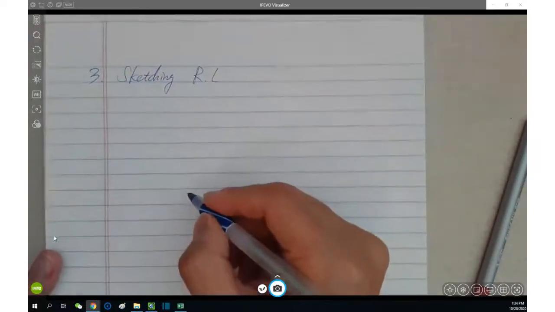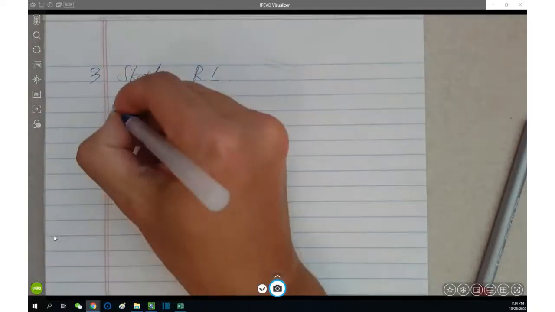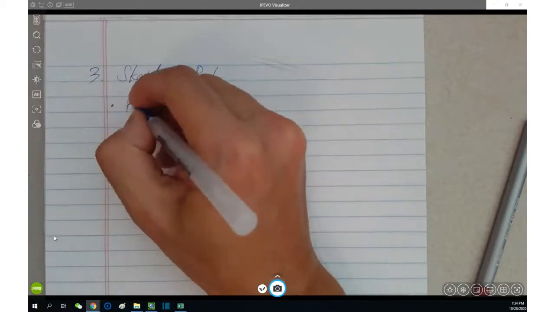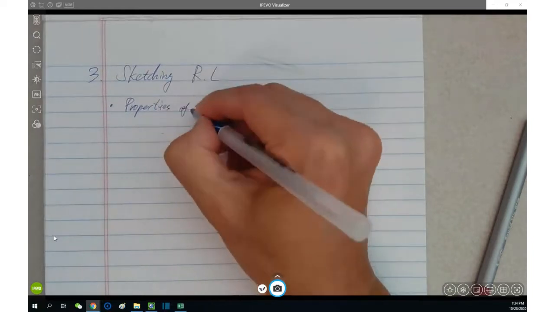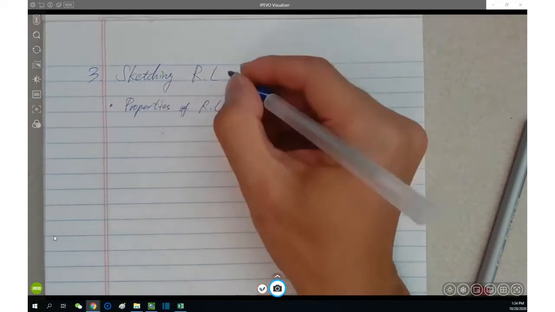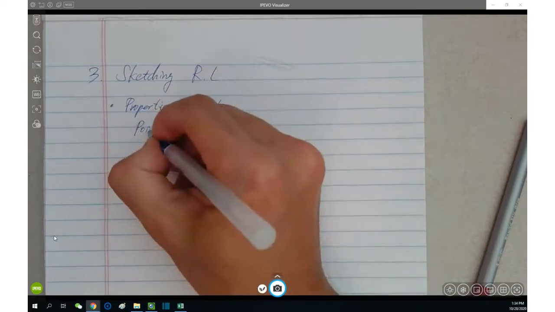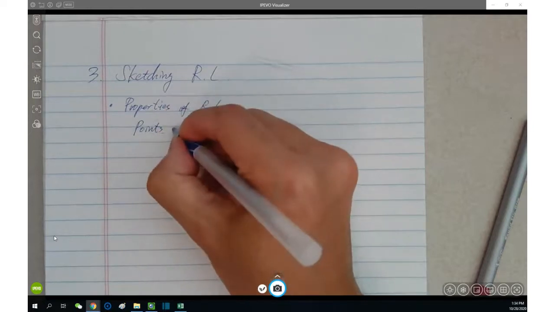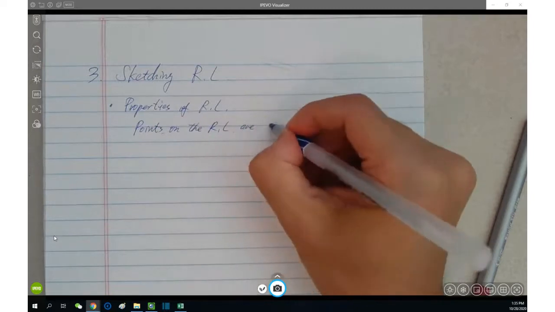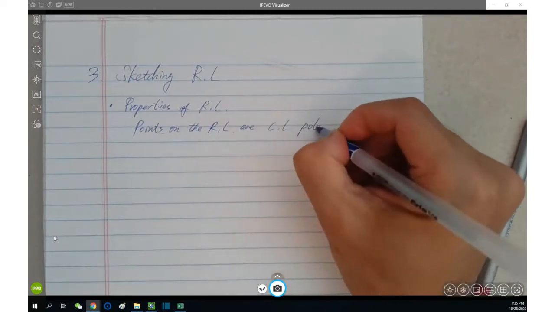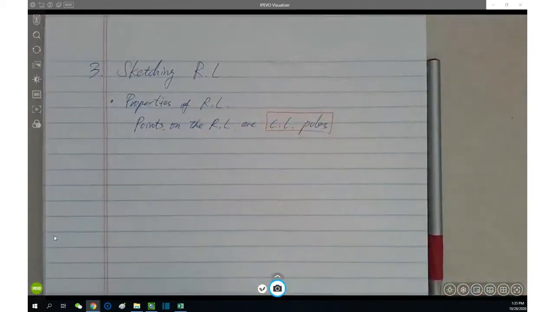Let's study how we come up with the root locus mathematically in detail. But first of all, you need to understand the so-called properties of root locus. Once again, it is emphasizing that the points on the root locus, or say along the root locus, are closed loop poles. Okay, once again, this concept must be very solid, firm.